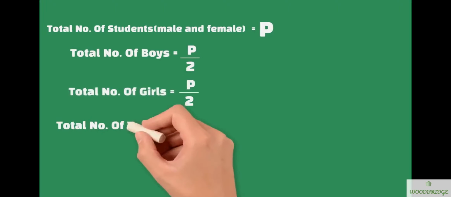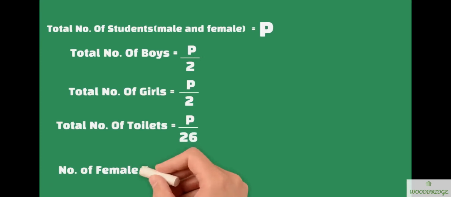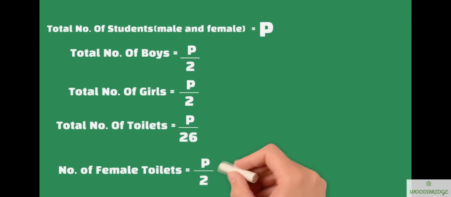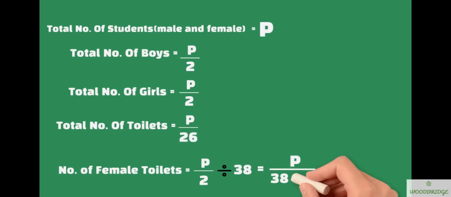As he knew there was 26 toilets per student, he was able to establish there was P over 26 toilets in total. Finally, as he knew there was only one toilet for every 38 girls, and had established there were P over 2 girls, then it follows that the girls have only P over 2 divided by 38 toilets. To express this as a fraction, he wrote it as P over 38 times 2, which is the same as saying P over 76.